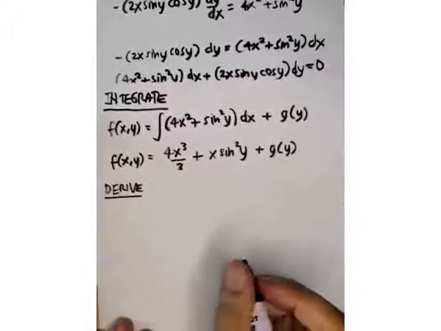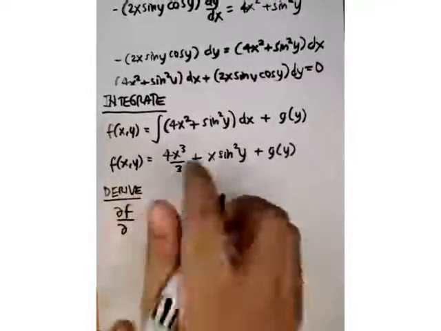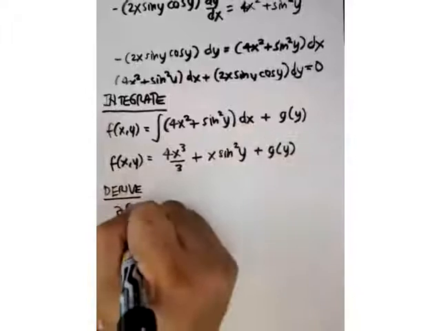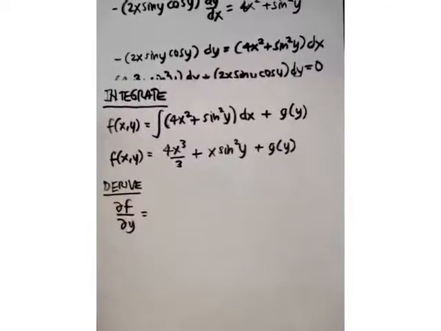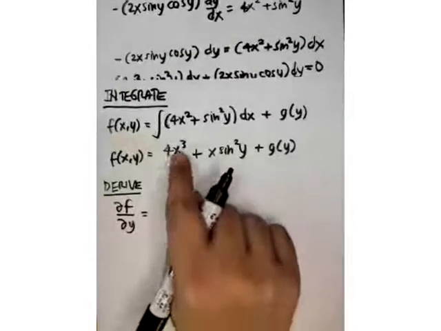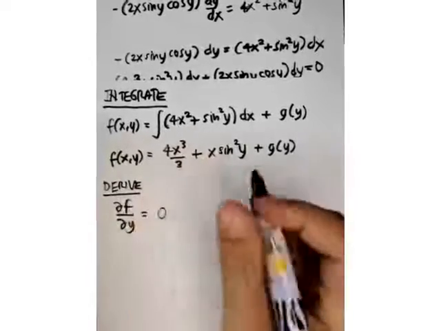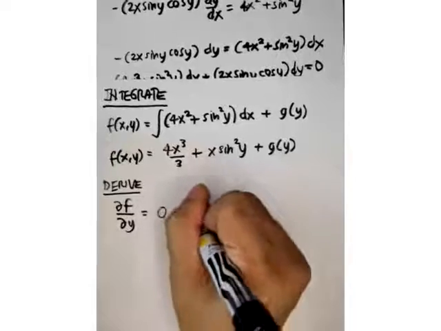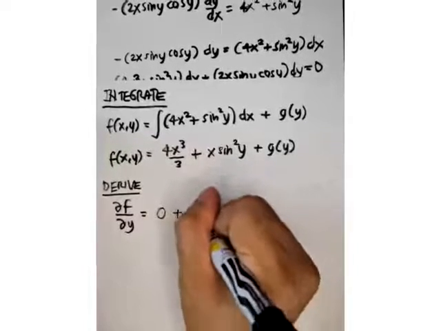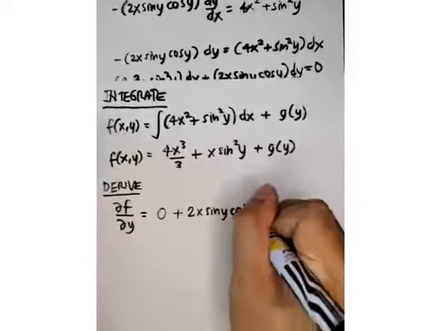Okay, pag dinerive natin yan, so we find the function. The function, syempre, in-integrate natin siya sa x, so i-derive natin siya sa y. So, derivative ng... in terms of y, so therefore, this will be 0. Tama ba? 0. And then, derivative nito in terms of y, so that is plus 2x sine y cosine y.